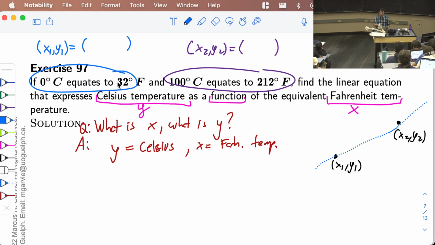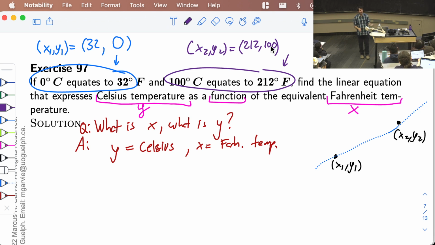Well, Celsius are the y's. So 0 is here, and 32 is here. That's the point. x equals 32, and y equals 0 in this one. And in this one over here, same kind of situation, x equals 212 is the Fahrenheit, and y equals 100 is the Celsius. So far, all we've done is we've taken the word problem, we've unpacked it.